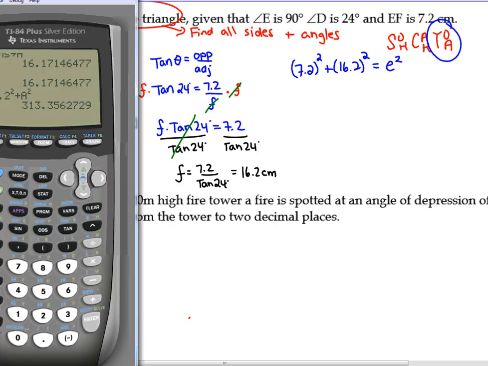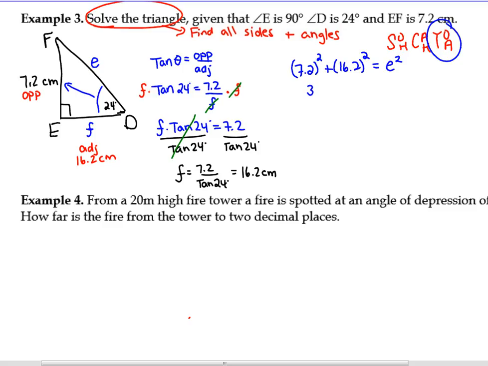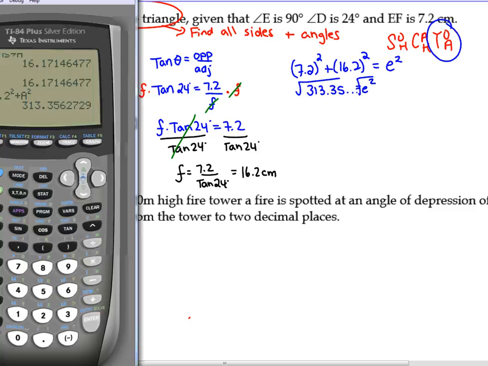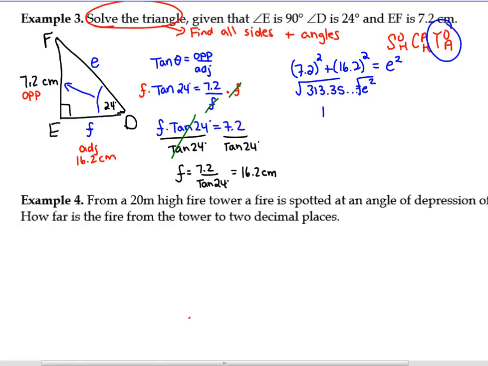And then what do we need to do after that? Square root. Equals e squared, so square root both sides. And to the nearest tenth, what's that? 17.7.